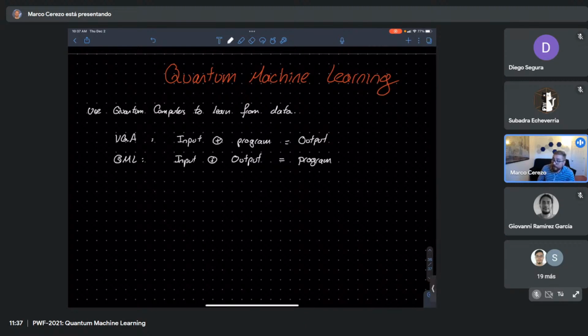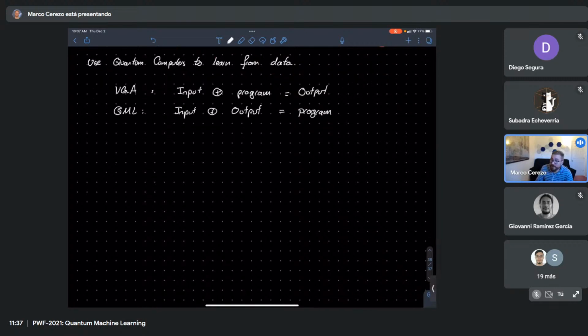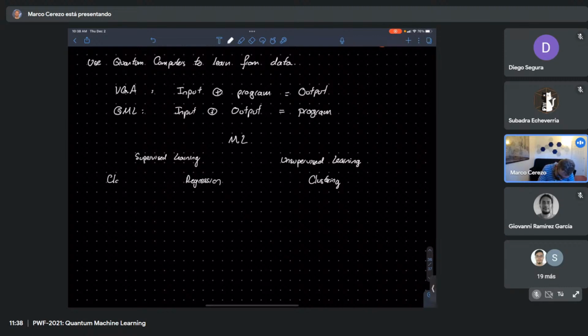And what we want to get is the program. Quantum machine learning has been essentially envisioned for all the tasks for which machine learning can be useful. We know that machine learning is an extremely broad area, and there are many things that you can do. There are things like supervised learning. There's also unsupervised learning. Here we have tasks such as clustering. Here we have tasks such as regression or classification.